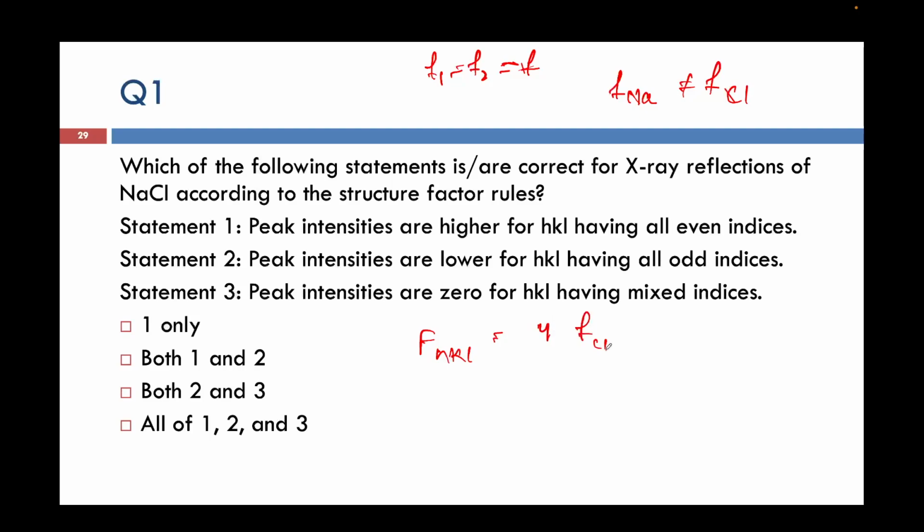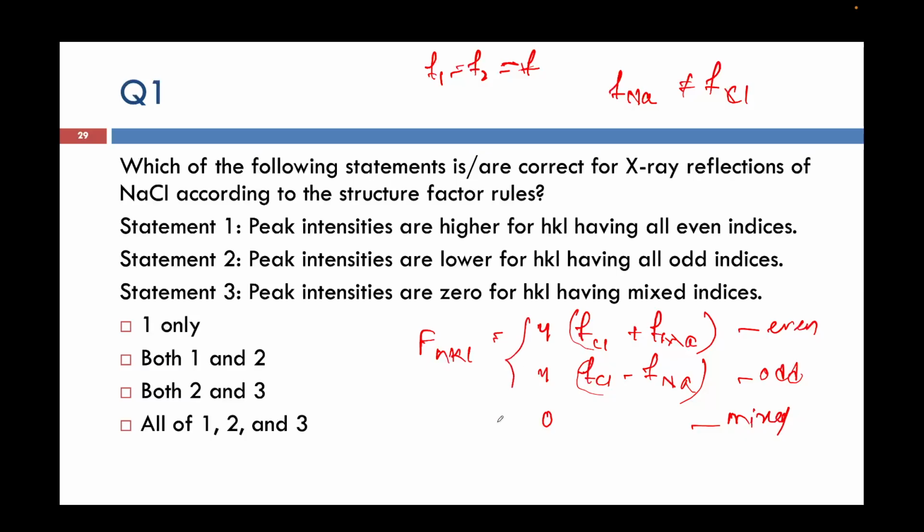I think it is FCl plus FNa, if I am correct, just calculate. So for even indices it is FCl plus FNa, for odd indices it is FCl minus FNa, and it is 0 for mixed indices. When you calculate all these things, you will get this. So for even indices it is the addition of the peaks, for odd indices it is the subtraction of the peaks, and for mixed indices you will get 0. So all of them will be correct.